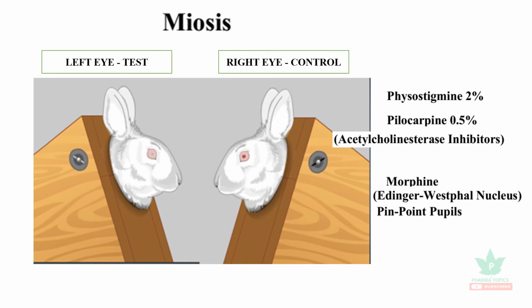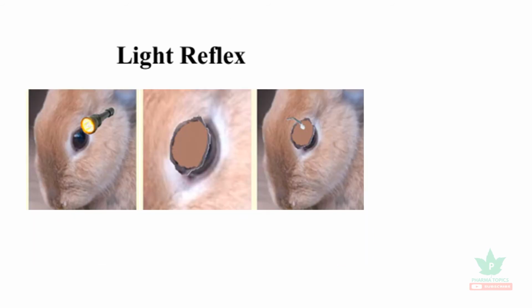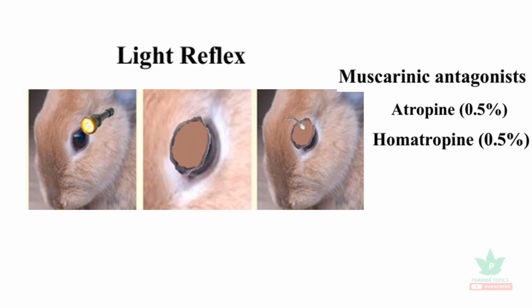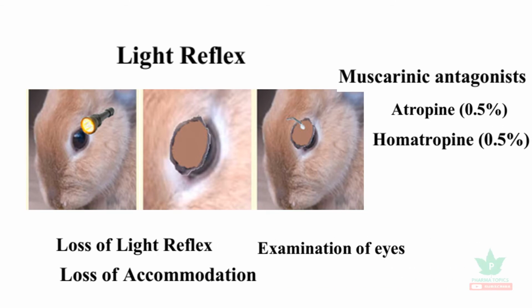Light reflex can be checked when light is passed on the eyes; the rabbit tries to close its eyes. Muscarinic antagonists like atropine and homatropine cause loss of light reflex. They also cause loss of accommodation, that is adjusting our eyes for a fixed object. It is useful for ocular examination of the eyes.